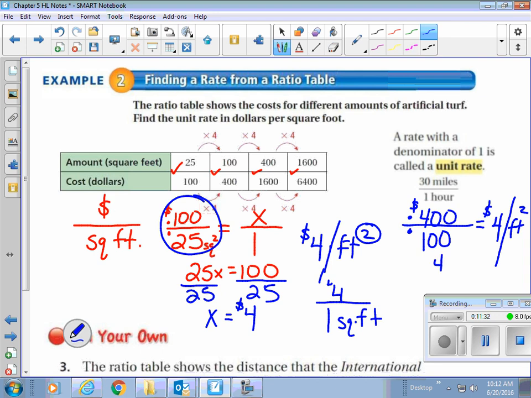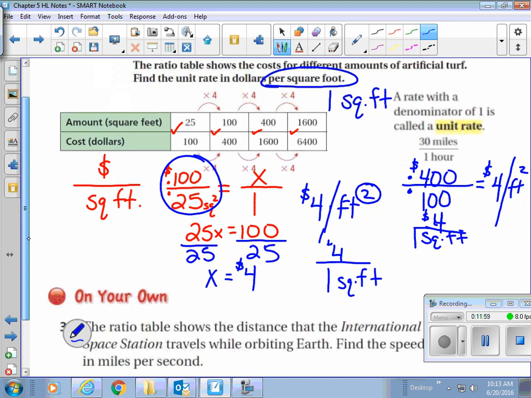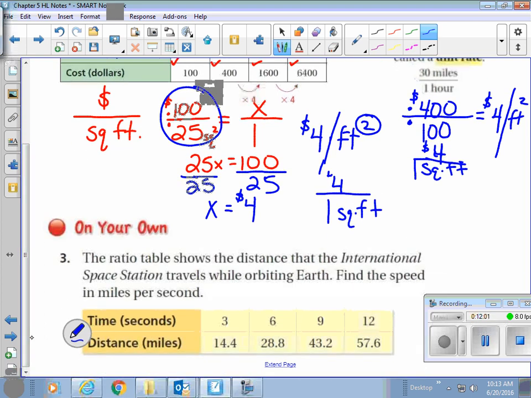Alright, still giving me $4 over 1 square foot, depending on how you want to write it. Right? Unit rate always has that 1 on the bottom, which is what this is. Per square foot means per 1 square foot. That's what a unit rate is. So looking at that table, see if you can answer number 3 on your own. Actually, it gives you a new table to look at.